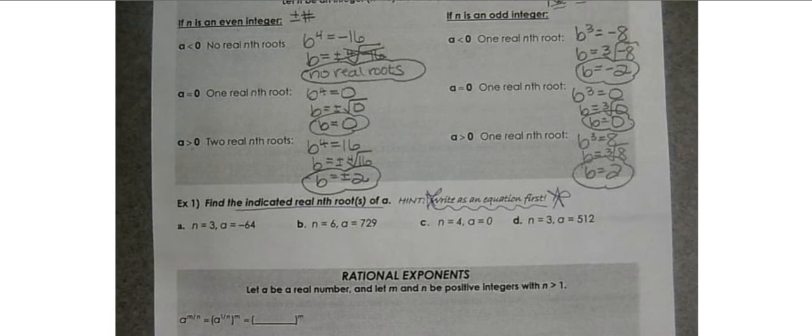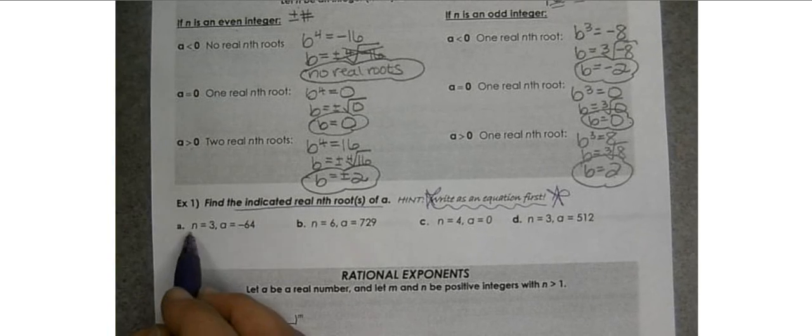So in these problems, when it says to find the indicated real nth roots of A, what I want you to do is make sure that you write it as an equation first, because they're asking you conceptually how many nth roots that number would have. So don't just start by taking the cube root of 64, start by writing it as an equation.